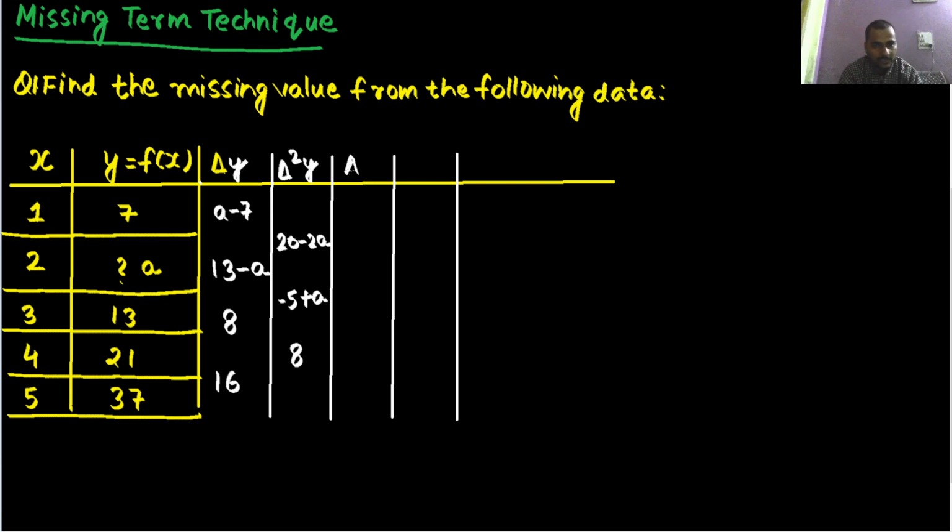Again take the difference, so that will be your third difference. So minus 5 minus 20 is minus 25, and a minus 2a is minus 3a, and this will be 13 minus a. Finally, one more difference. So this will give you 13 plus 25 is 38, and minus a, 38 minus a minus minus 3a, so minus a plus 3a, that means plus 2a. Let's see it once again: 38 minus a plus 3a, this will be 38 plus 2a.